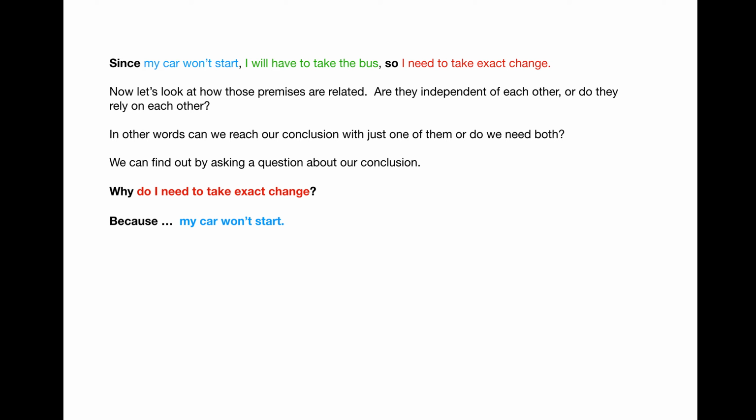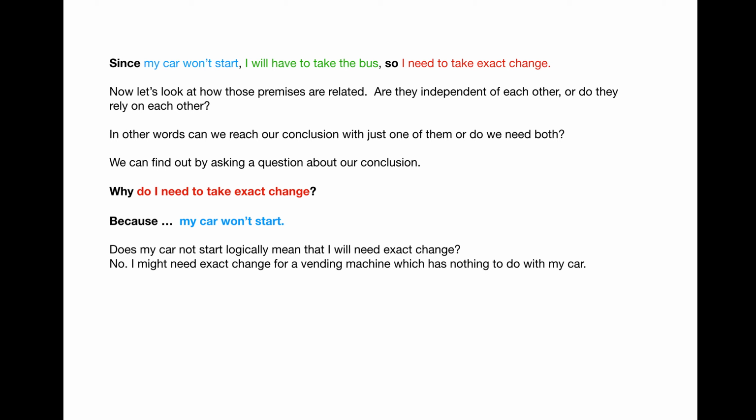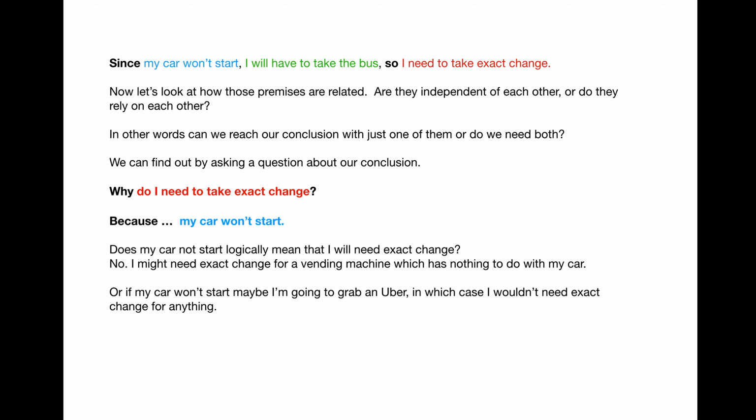Well, all right, but those don't necessarily go together, right? Does my car not starting logically mean that I'll need exact change? No. I might need exact change for a vending machine, which has nothing to do with my car. Or if my car won't start, maybe I'm going to grab an Uber, in which case I wouldn't need exact change for anything. I just need the app on my phone. So your car's not starting doesn't necessarily mean that you're going to need to take exact change. We're missing pieces in between, okay?